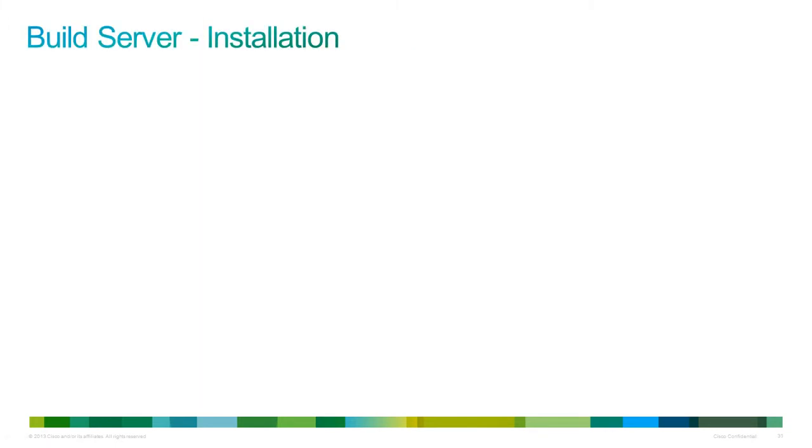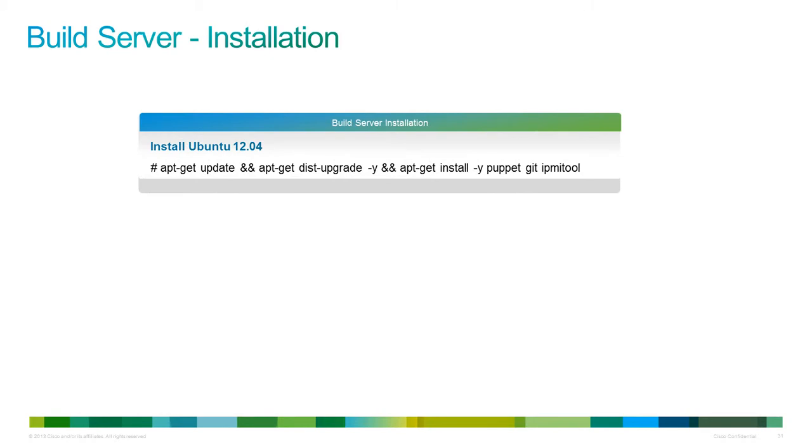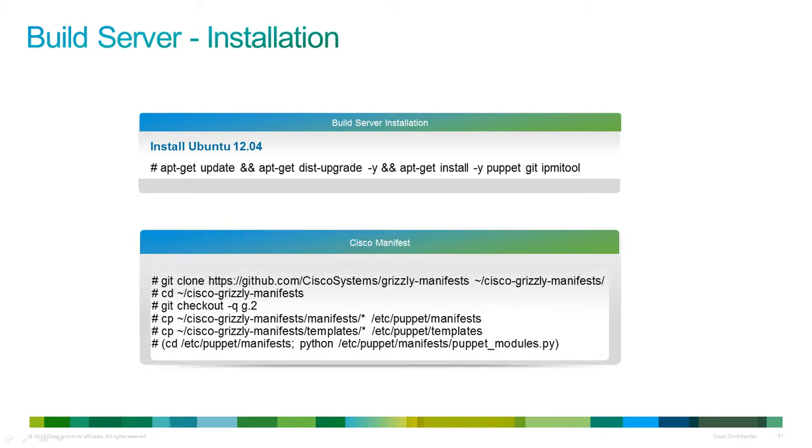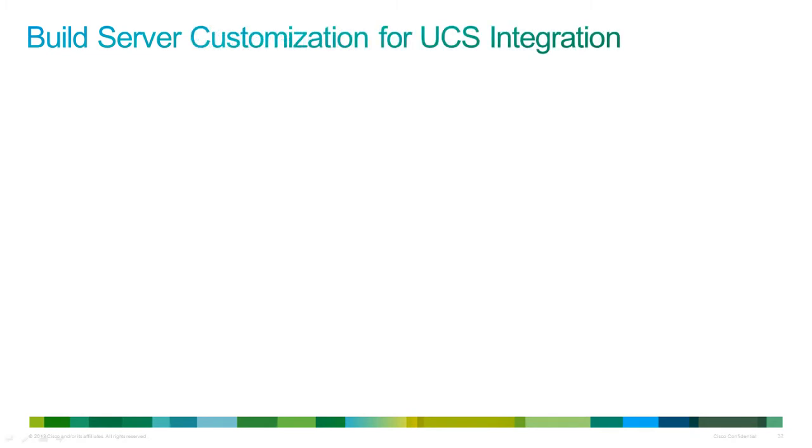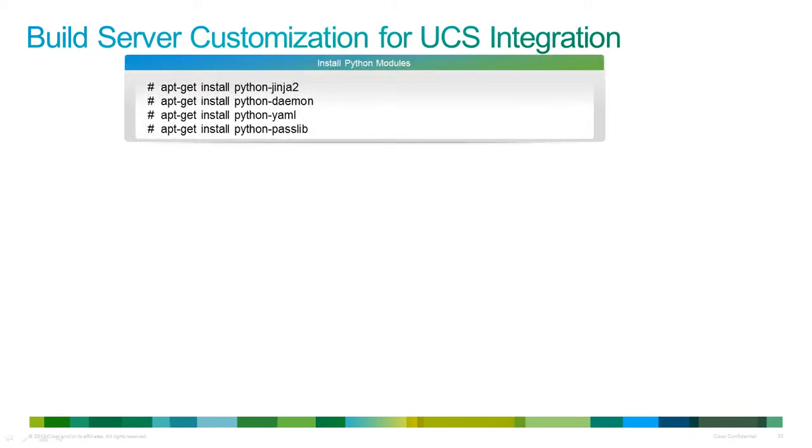Looking at the build server installation, one needs to start off with Ubuntu 12.04 operating system, as it has been validated on that. After the installation, the requisite packages are to be downloaded via apt-get. Once the OS piece is done, the Cisco OpenStack packages, which include the Puppet manifests, are to be downloaded from GitHub as shown. Then the Python modules need to be downloaded via apt-get.